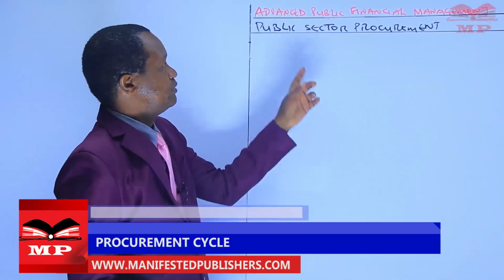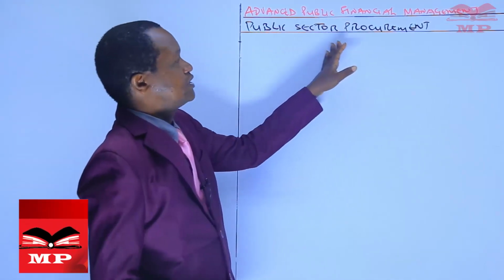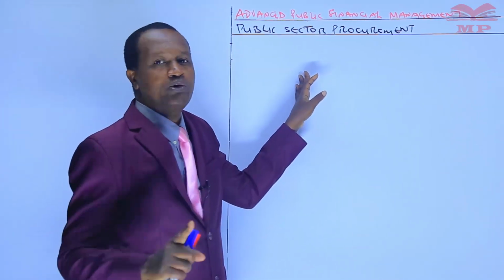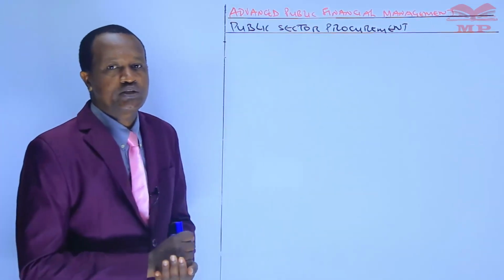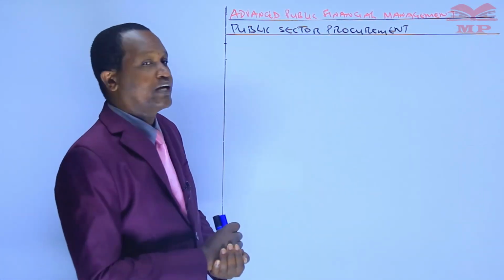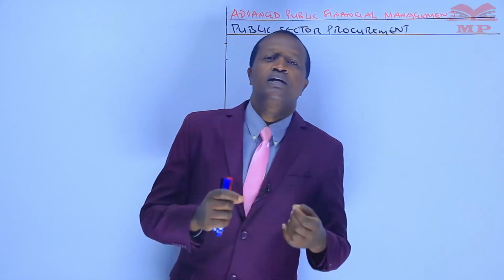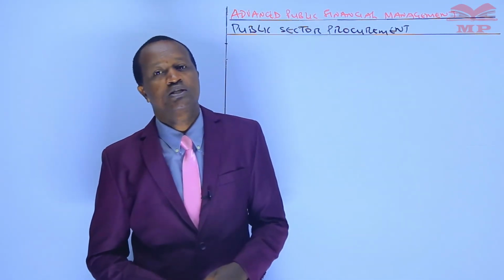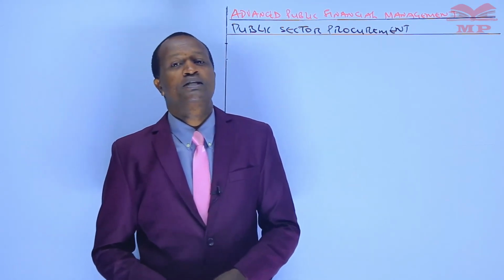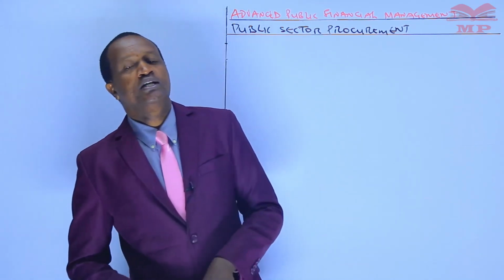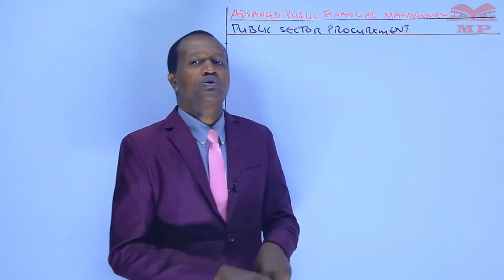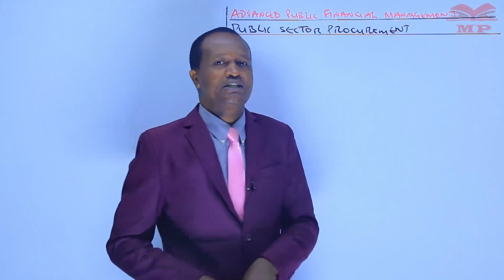Today we continue with the topic procurement, public sector procurement. The lesson is the procurement cycle in public institutions. By the end of this lesson, you should be able to describe the procurement cycle in public institutions. Now, public institutions are what we call the procuring entities.